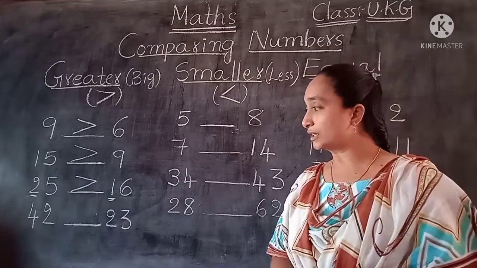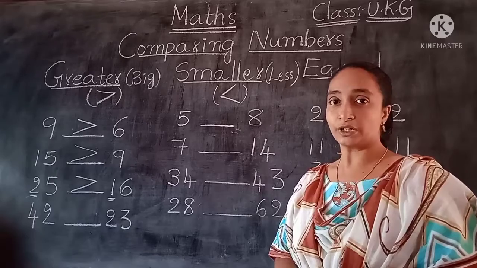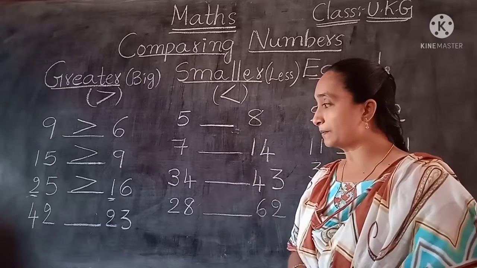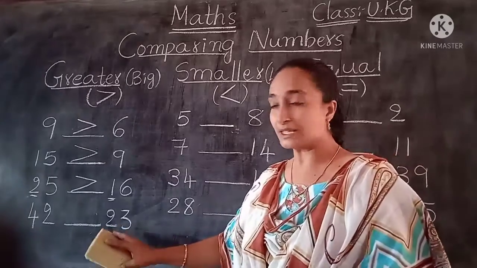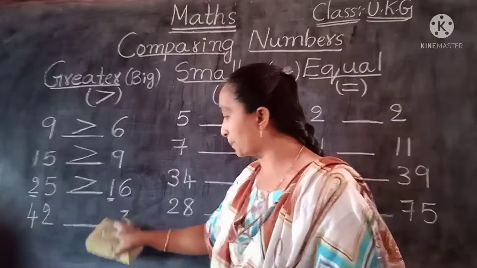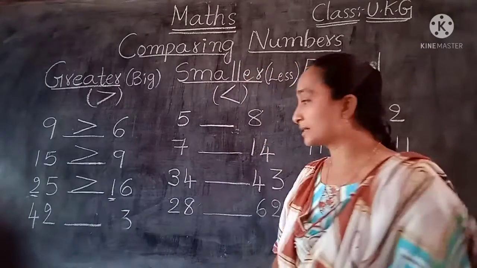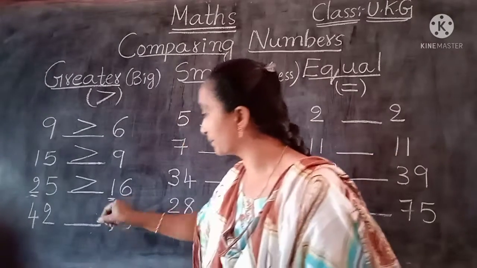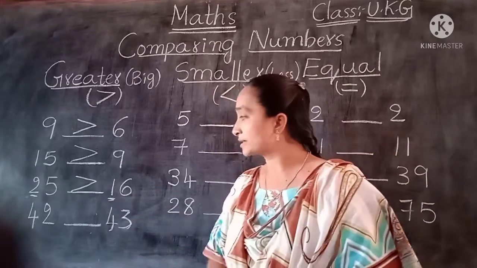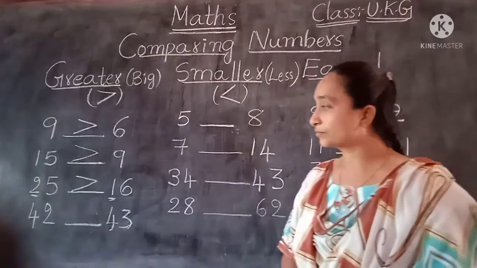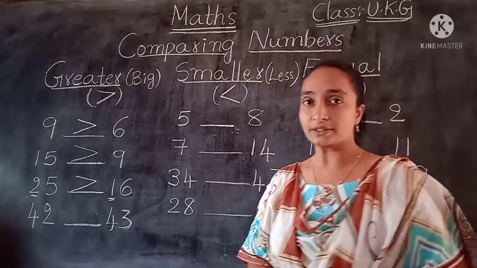Now here we also got 2 and 2. Okay children, now let us see. Here I am changing something, children. Suppose the tens places are the same. Okay, the tens places are the same. So now let us see, children.